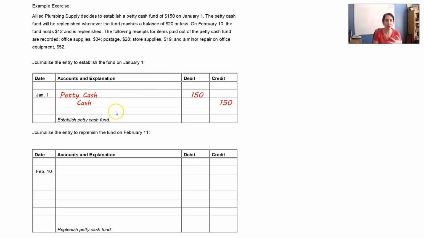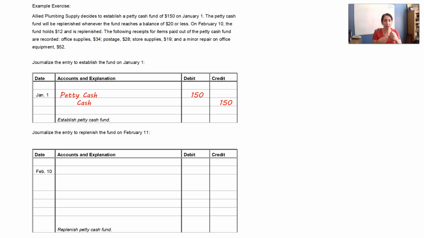Now as time goes on, the petty cash fund will be replenished whenever the fund reaches a balance of $20 or less. So the person in charge of it has people writing tickets, spending, and bringing back receipts, money going back and forth. It says on February 10th, the fund holds $12 and is replenished. Okay, so how do we do that? The idea is we're going to take all the receipts out of that box, so all the expenses we had during the month.